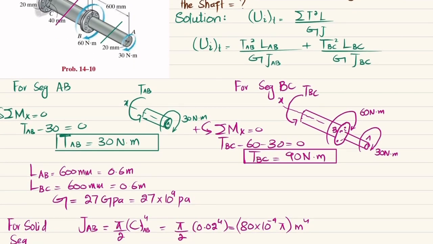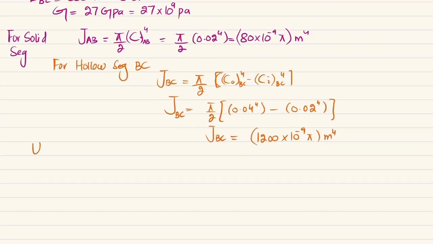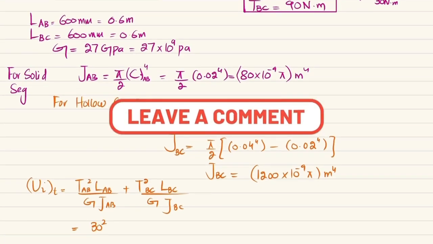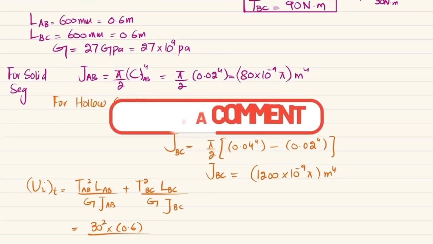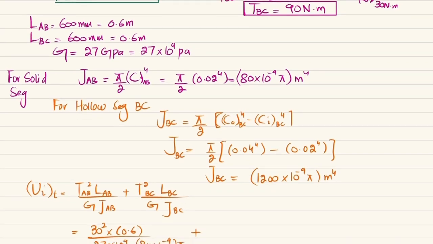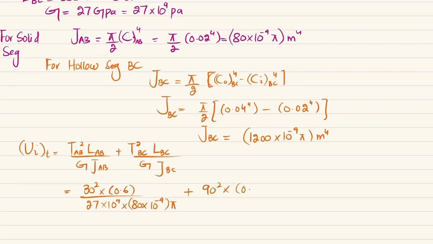When you have all these values, you can put them in this formula. Strain energy due to torsion will be equal to TAB squared times LAB divided by G JAB, plus TBC squared times LBC divided by G JBC. So put the values: TAB is 30 Newton meter, so 30 squared times length 0.6 divided by G, 27 gigapascal, and J, 80 into 10 to the power minus 9 times pi, plus TBC, which you can see is 90. So 90 squared multiplied by length 0.6 divided by G, 27 into 10 to the power 9, and J, 1200 into 10 to the power minus 9 times pi.